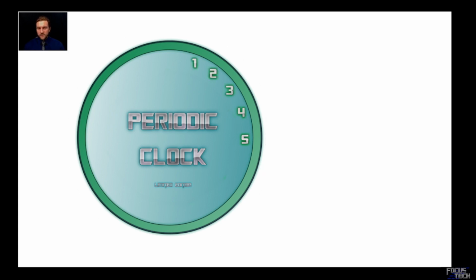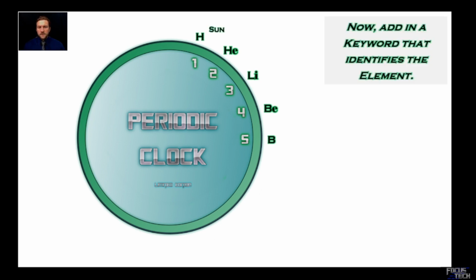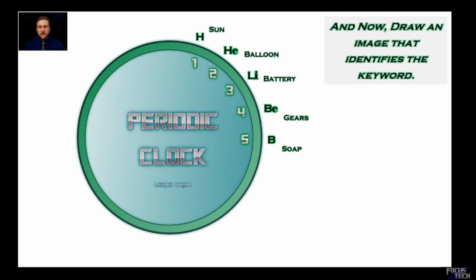Okay, so we've done the first 5. Let's see if we can memorize them a little bit better. So number 1 was H, 2 He, 3 Li, 4 Be, 5 boron. So that's a good start, but it's useful to add another keyword to try and improve your recall. So keyword for hydrogen could be the sun, the helium balloon, the lithium battery, beryllium gears, and for boron I would do soap.